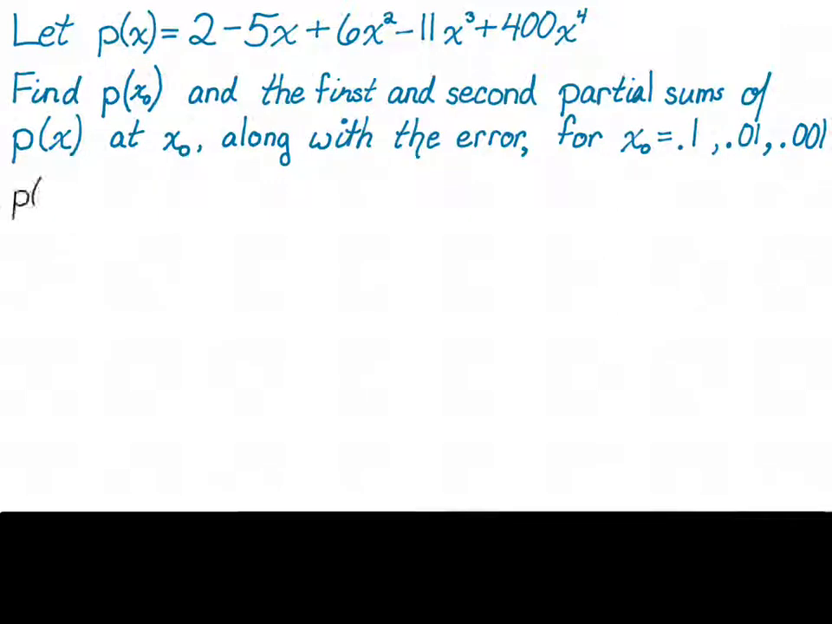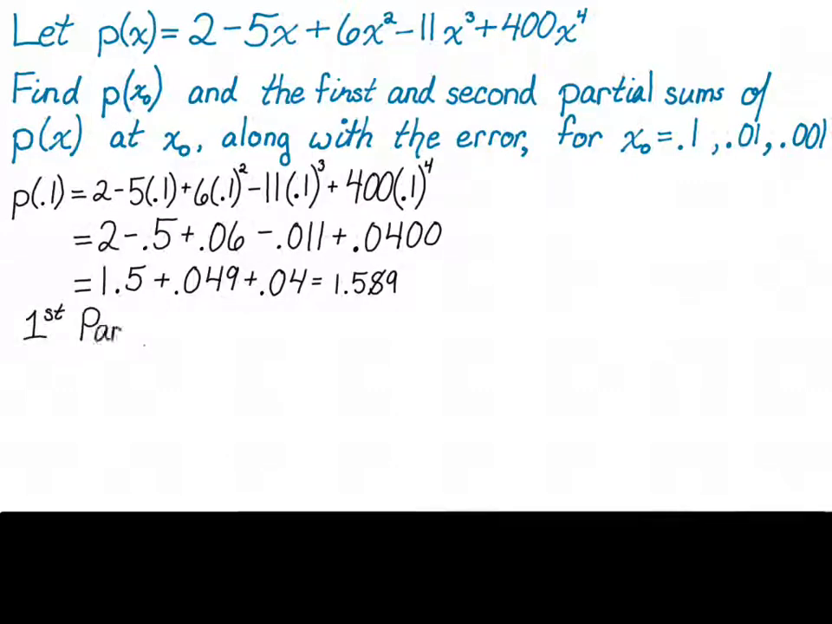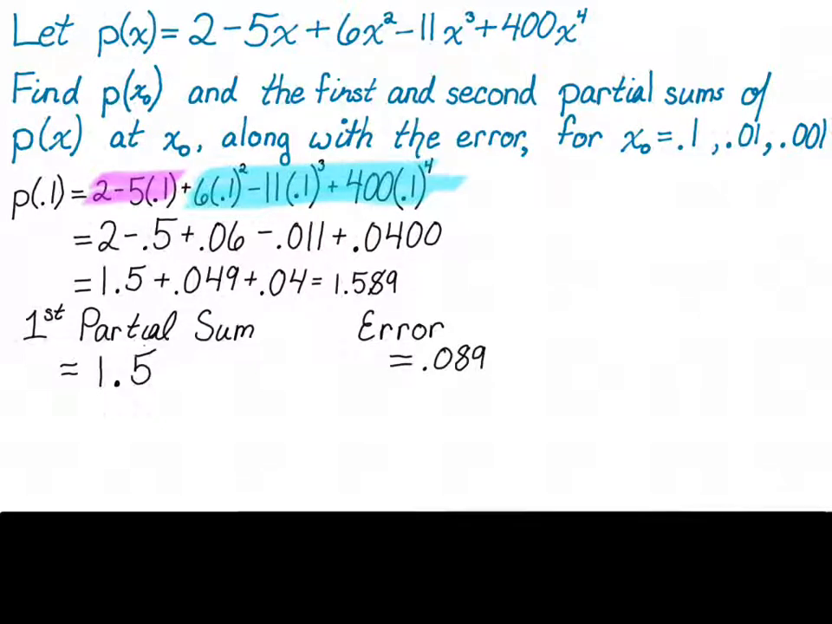0.001. So first, when we plug in 0.1 into our polynomial, you can do this in your calculator if you want, but the numbers aren't that bad, so I went ahead and did it by hand, and I get 1.589. Next, we're going to consider the first partial sum, and remember that's the constant term and the x term, x to the first power. So in this case, that's going to give us 1.5. And then when we're thinking of the error, we're thinking about everything else. So in this case, the error works out to 0.089.